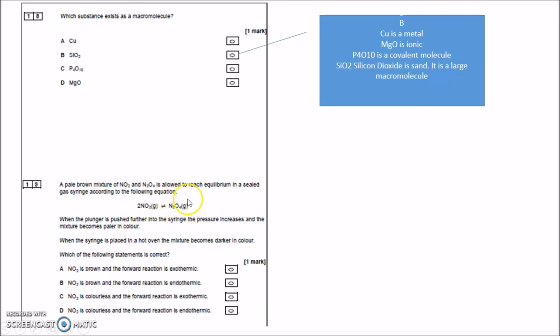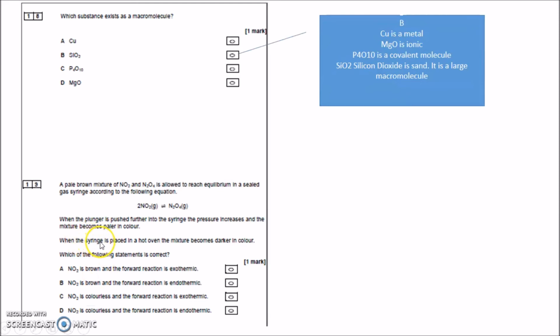So now we know that the N2O4 is pale and this is the brown gas. So NO2 is a brown gas, N2O4 is a pale colour. Yes, that's correct. This is brown, this is pale. So the answer is between A and B.